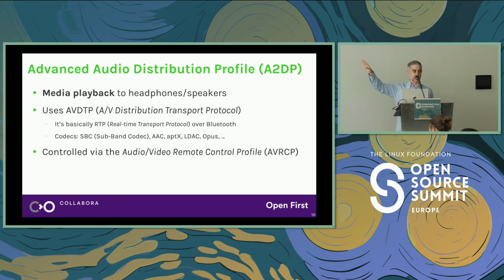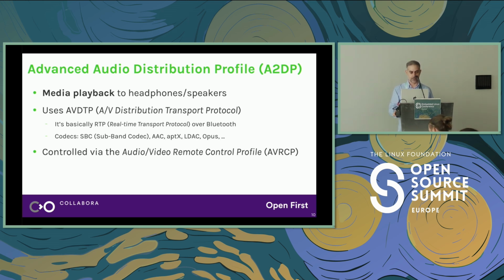As I said, A2DP was meant for media playback, just media playback, and being controlled with the AVRCP profile to start the media player, to stop it, etc. And underneath it uses AVDTP, which is the Audio/Video Distribution Transport Protocol, which in practice is RTP over Bluetooth. So because it's RTP, it can encapsulate many different codecs, as long as the bandwidth allows it, because Bluetooth Classic has a limited bandwidth, let's say it that way.